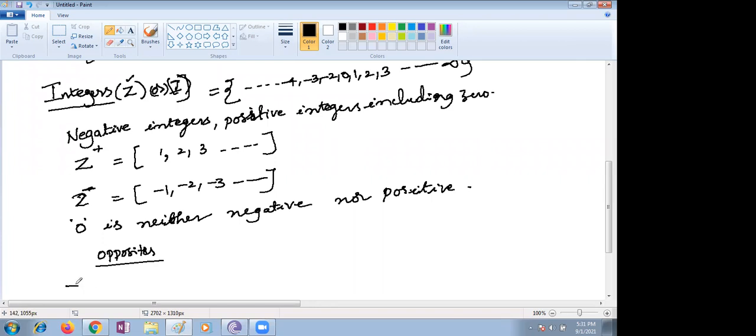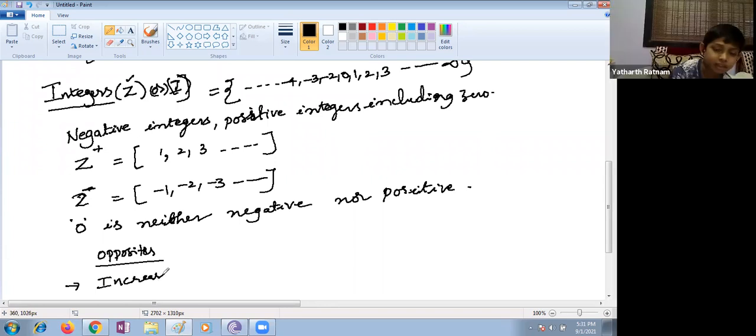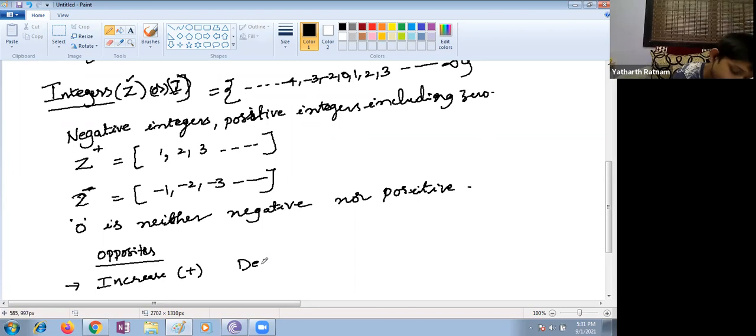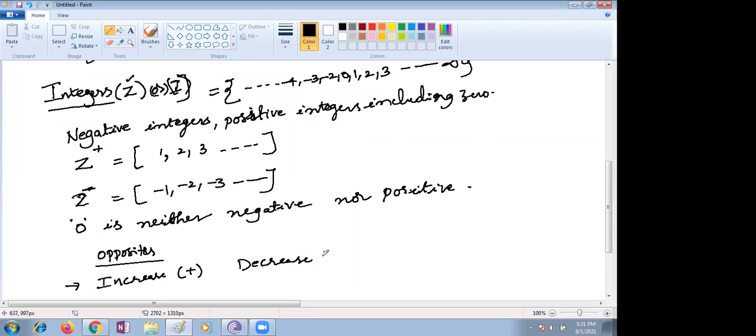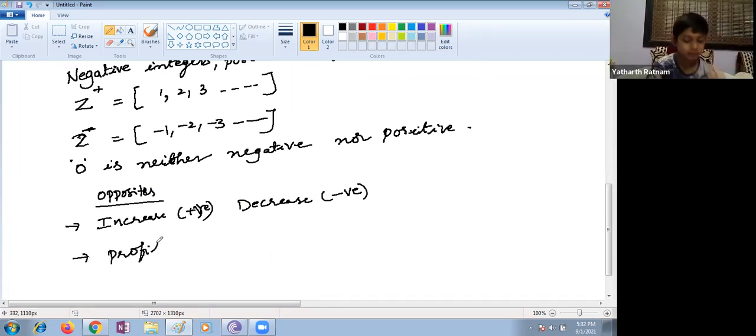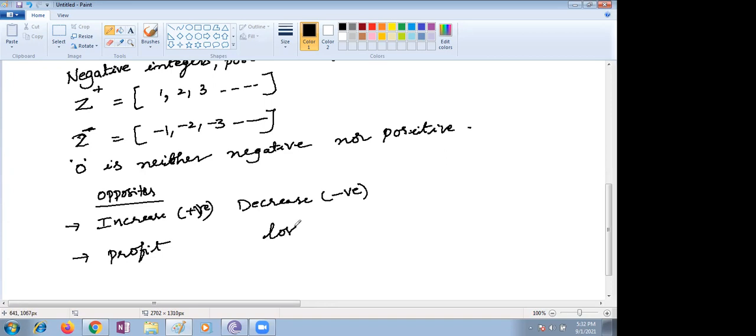Suppose you take increase. What is opposite to increase? Decrease. If you take increase as a positive integer, the opposite, decrease, take as negative. Please remember this. Profit you take as positive, and loss is negative. We are considering loss as negative.